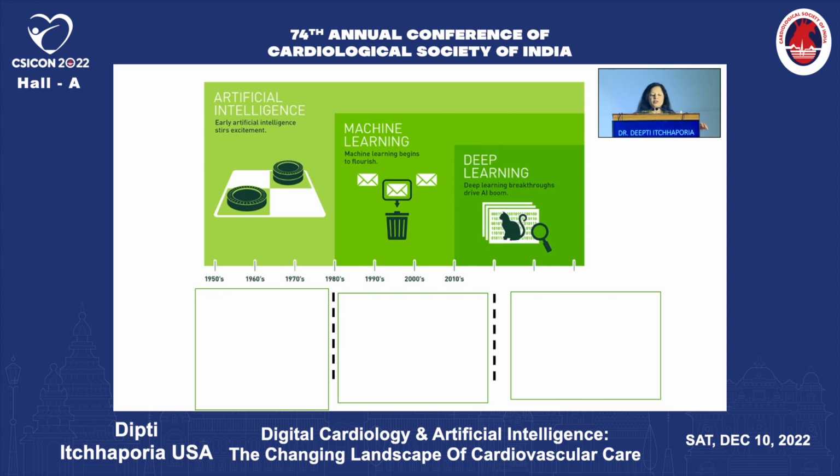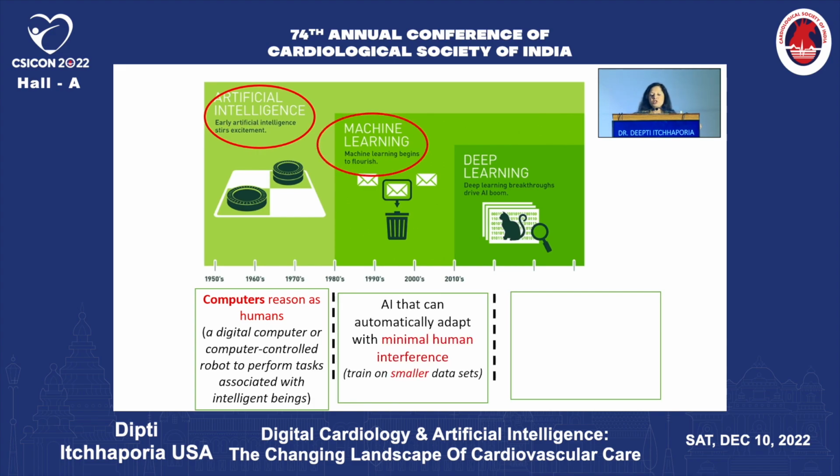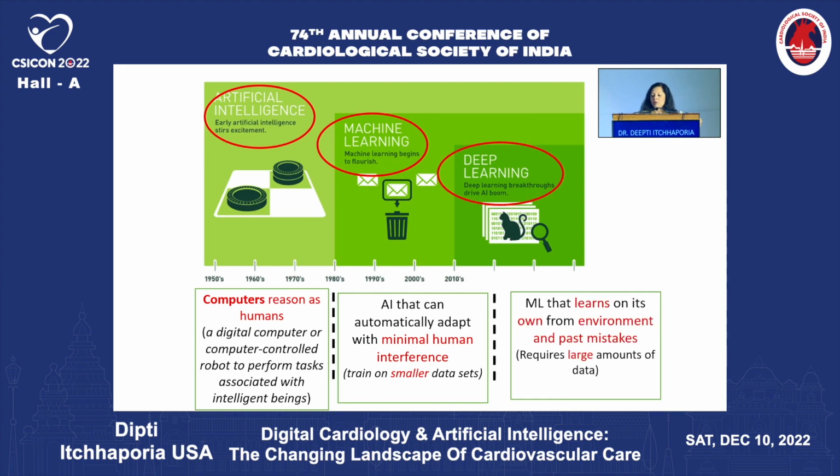Now, what is artificial intelligence? I gave you that, but really we think about it as a computer that reasons like a human, right? It's able to perform tasks associated with intelligent people. Machine learning starts to come into an AI that automatically adapts with very minimal human interference, training on smaller data sets. That's machine learning. But what is deep learning? Well, machine learning that learns on its own from the environment and past mistakes requires a much larger amount of data. That's what we call deep learning.